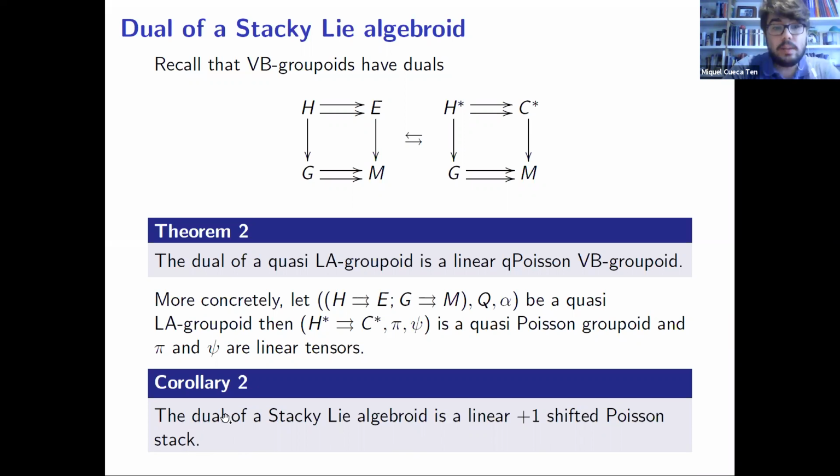And what one needs to see here is that Morita equivalence on this side is the same as Morita equivalence for quasi-Poisson groupoids on the other side. And this is true because on the base, we have identities. And then you know that Lie algebroid morphisms and Lie algebroid comorphisms over the identity coincide, over the same base. And this is also really important for this theorem over here, where we are considering Morita maps that are identities on the base. But then we have just this analogous theorem for Lie algebroids, that is, that the dual of a Stacky Lie algebroid is a linear one-shifted Poisson stack.